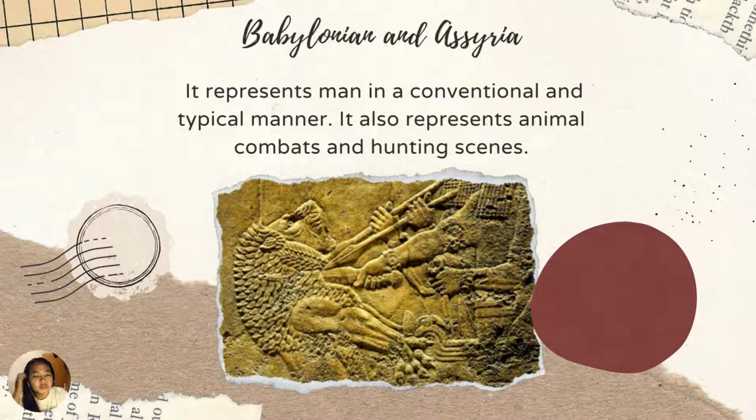In Babylonian and Assyrian sculpture, a man is represented in a conventional and typical manner. It also represents animal combats and hunting scenes.